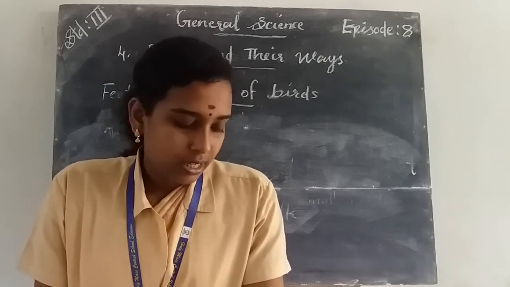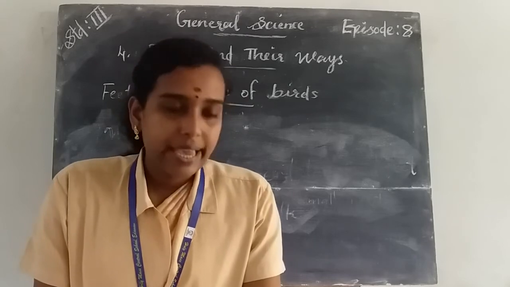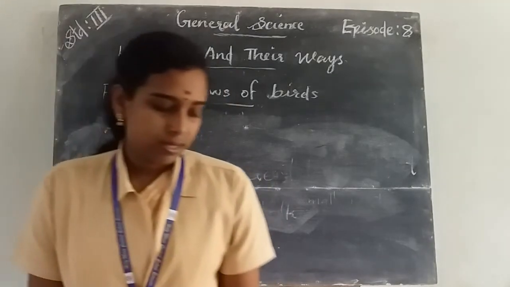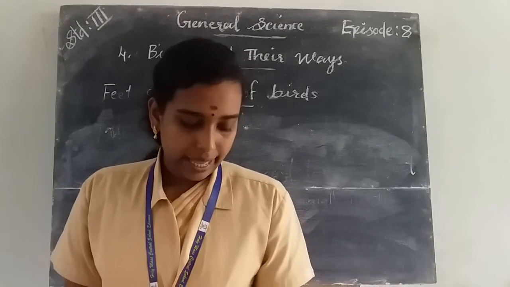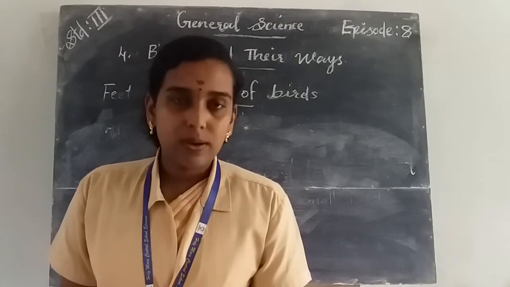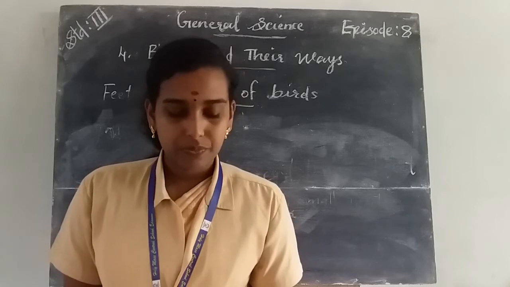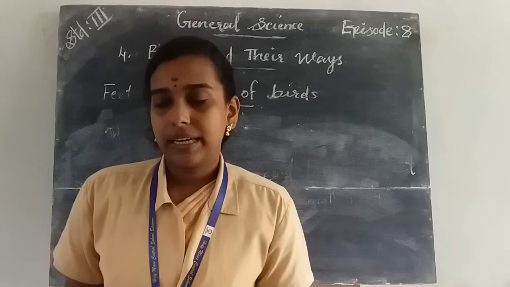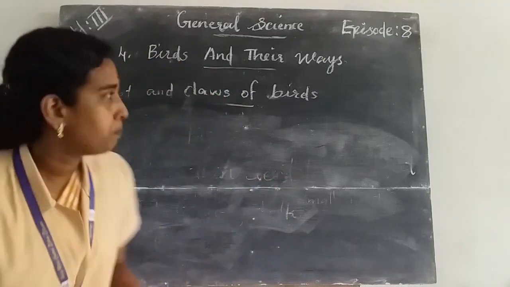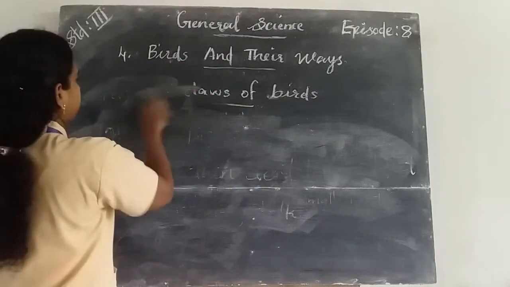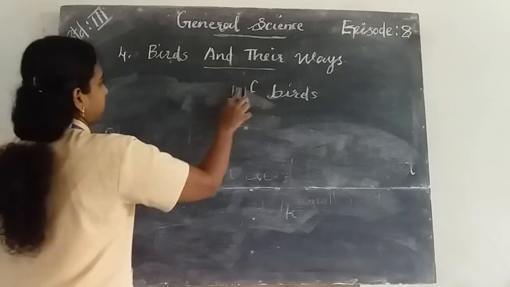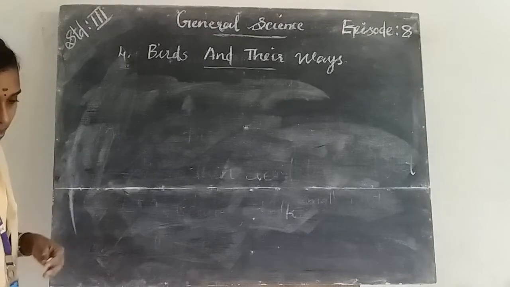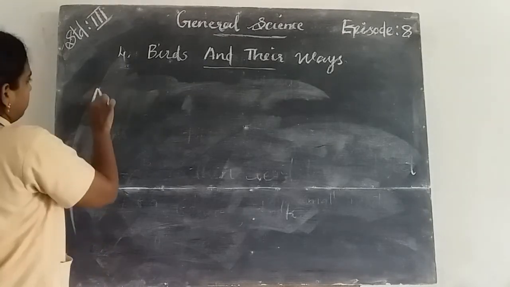Then next we go to the exercise, page number 160. This is your exercise. Take page number 160 and look at the textbook. In the exercise, the first portion is tick the correct option.